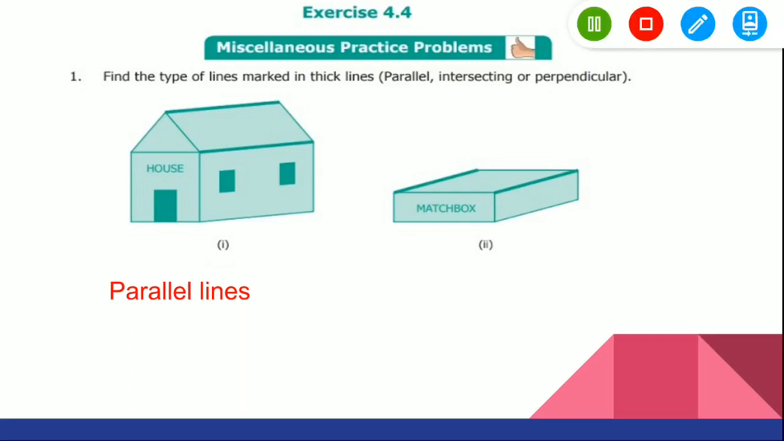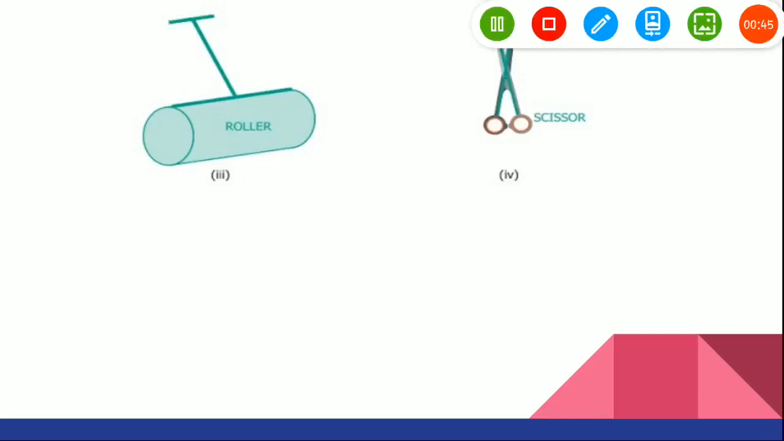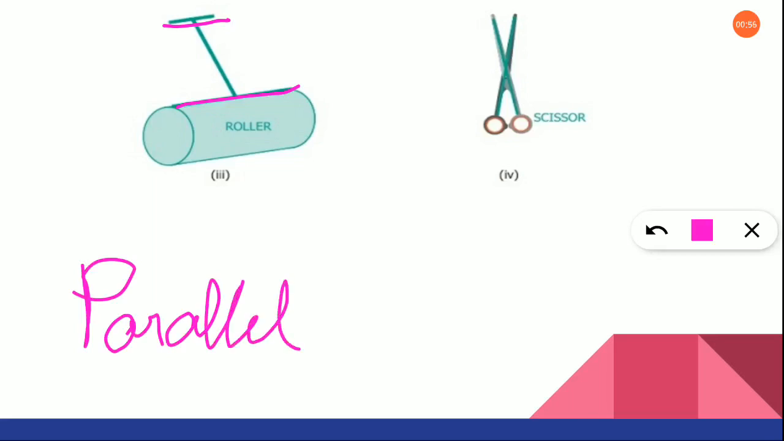Now look at the second subdivision. Again here there are two thick lines. One is here and the other is here. So what type of line is it? It is also a parallel line. Okay. Now look at the third subdivision. What type of line is it? Here look at these two lines first. It is a parallel line. And then look at this line. It is like this, right? So what type of line is it? It is perpendicular. Okay, this line is perpendicular. So there are two sets of lines. One is parallel and the other is perpendicular.